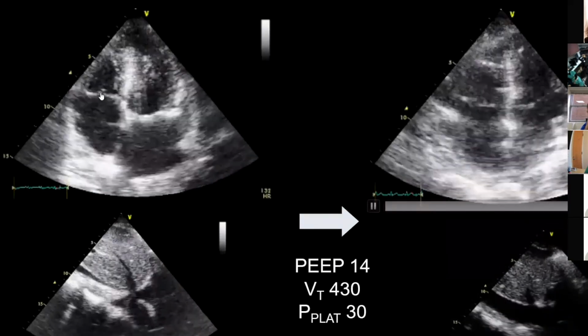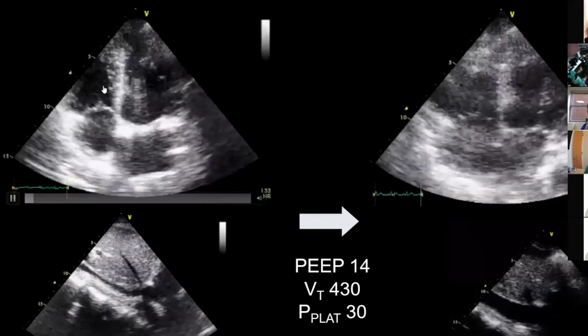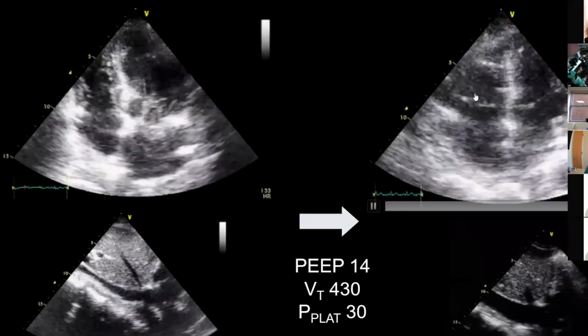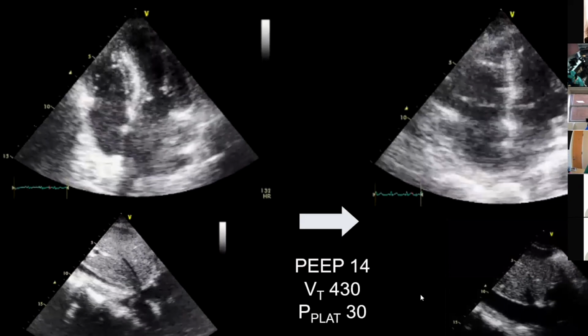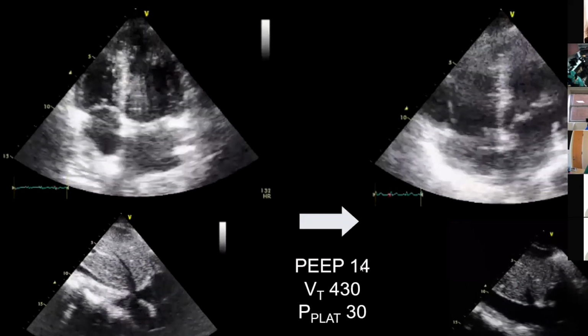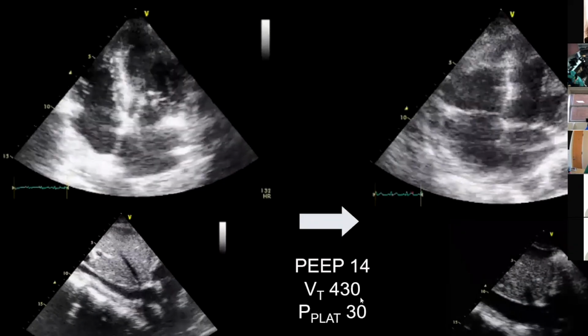It's pretty poor visibility, but you can see on the left, it's a fairly normal looking RV, and now it's bigger than the LV. And we can also see the vena cava goes from collapsing to fully engorged. And that's all from just a little bit of excess ventilation.